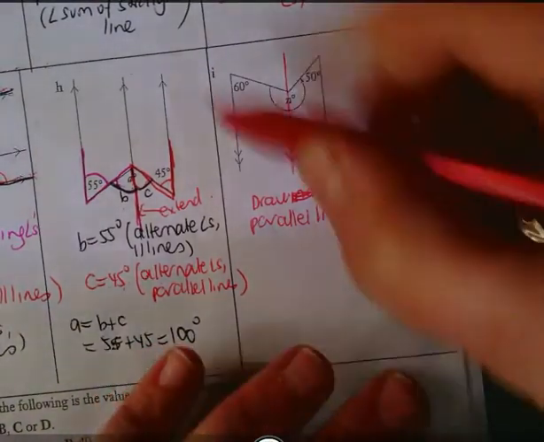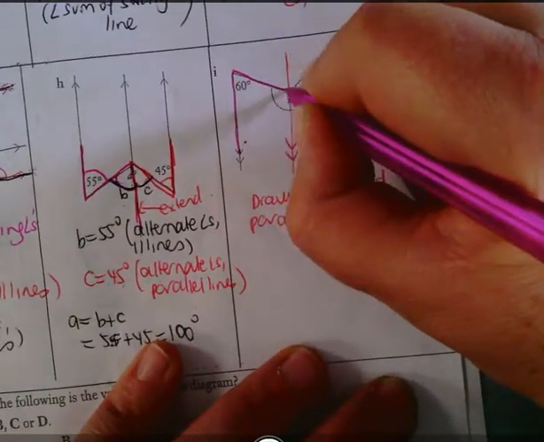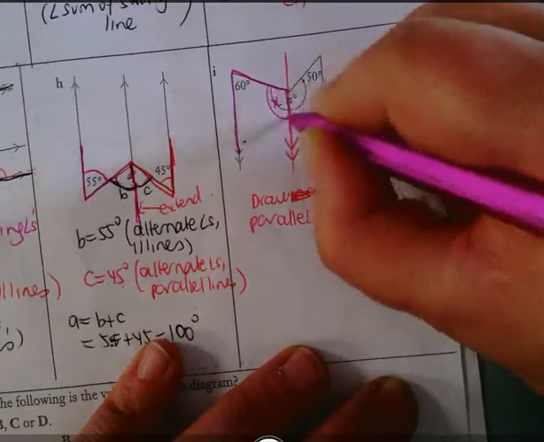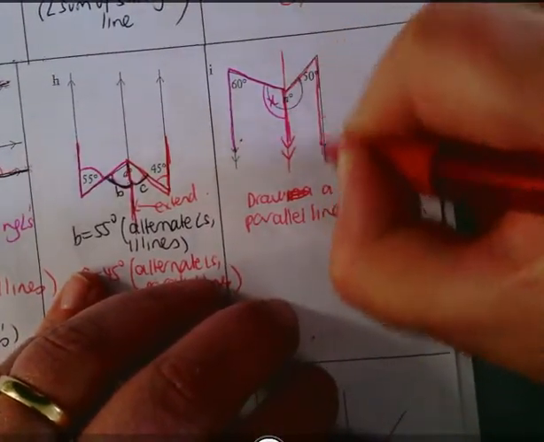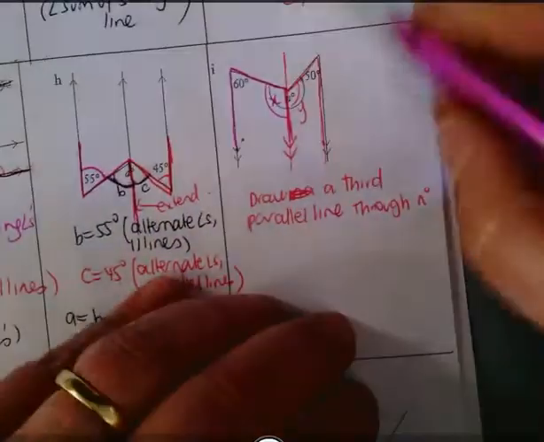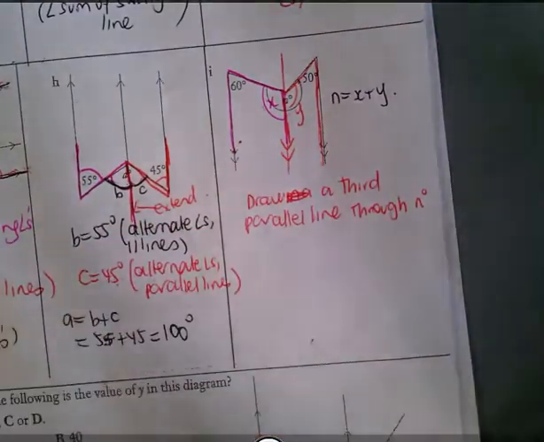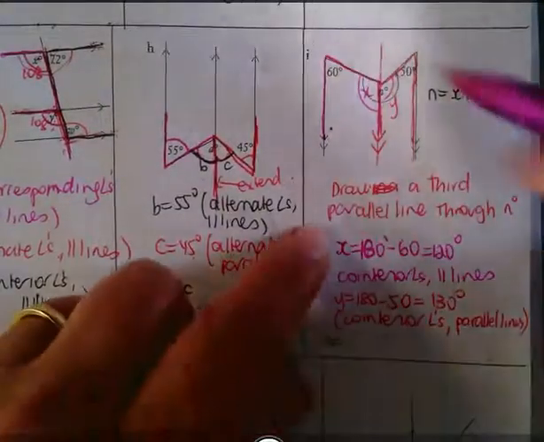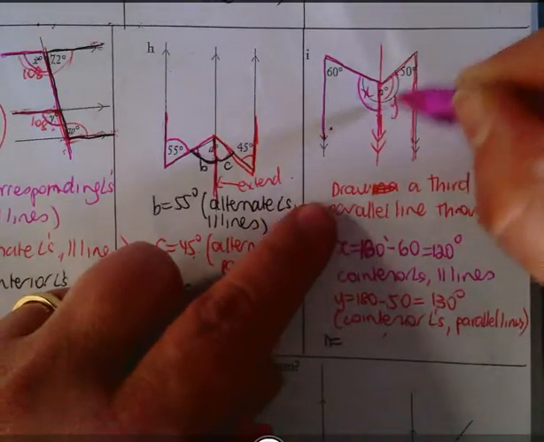Okay, so what we've got this time is not alternate, but we've got this one here. I might call this X, and this other angle over here on the other side, I'm going to call it Y. So my N that I originally had there is X plus Y. So I'm going to work out X and Y separately. So here we've drawn in this third parallel line through N. Remember, N was the whole thing. I've called this part X and this part Y.